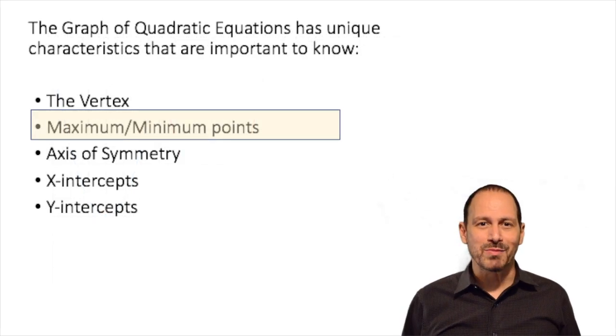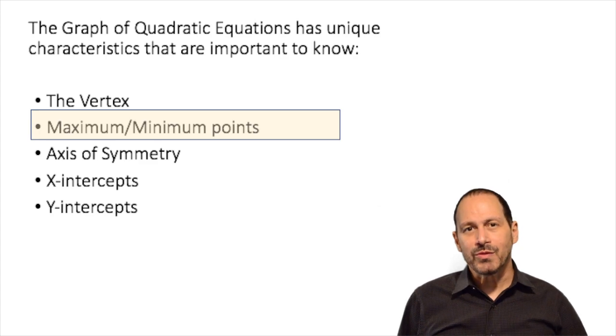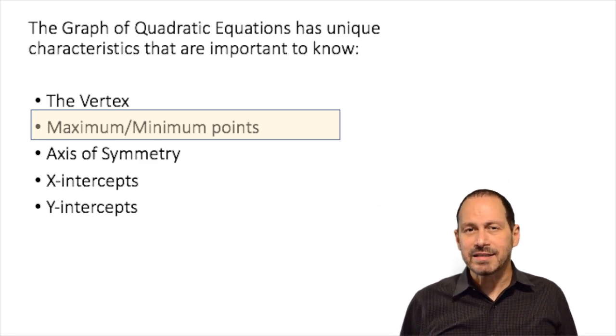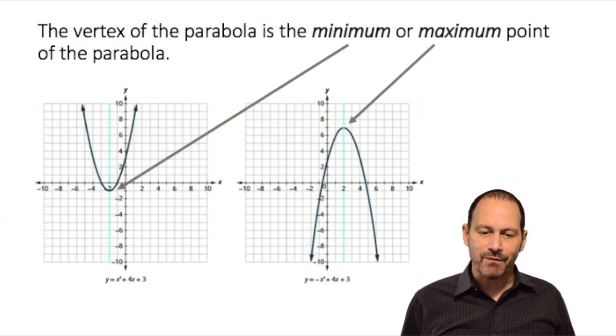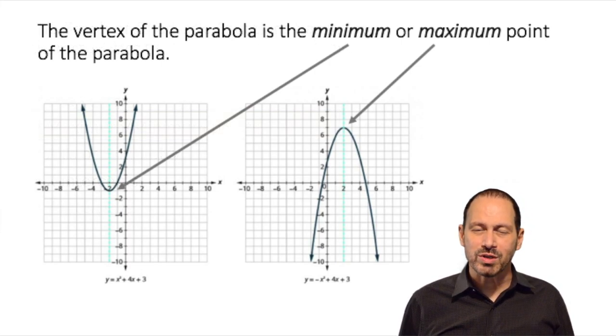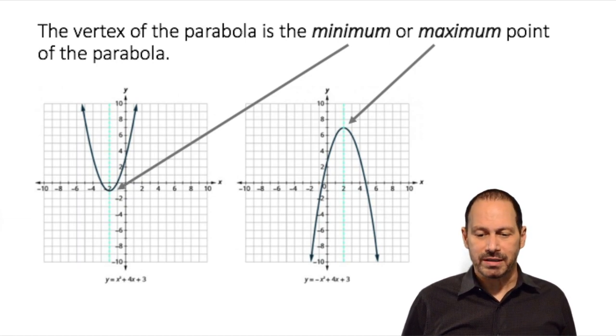Now what about the maximum and the minimum points in a parabola? Well, the vertex is the minimum point in the case of a parabola that opens upward. That vertex is going to be the lowest point of the parabola. And in the case that the parabola opens downwards, then the vertex will be the maximum point, the highest point in the parabola.